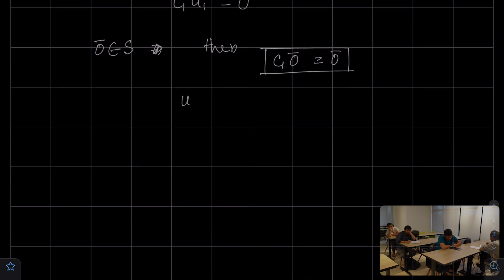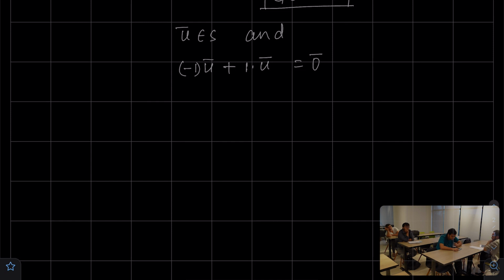Another way to show that: if u vector belongs to S, consider -1 times u vector plus 1 times u vector, which is equal to 0. That means my C1 is -1 here and C2 is 1 here, and this summation is equal to 0 vector. That means this set is linearly dependent.